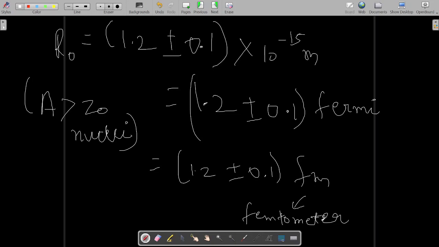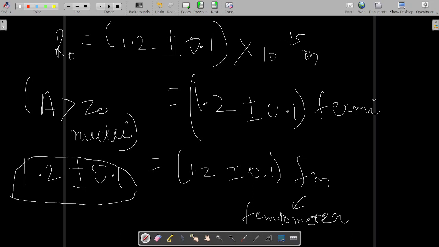Now what is the meaning of this plus minus? Plus minus means, as you must have learnt in your lower classes, the error in measurement. But it is not a measurement error here. Here it is not on account of an error in measuring something. Over here this error is coming because you are changing the nucleus.